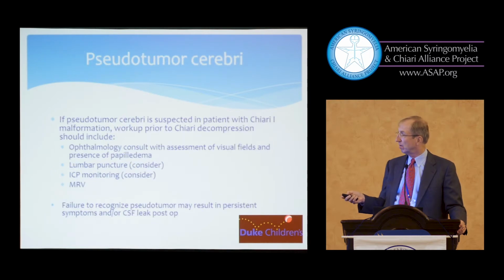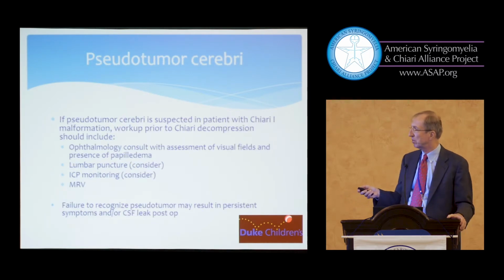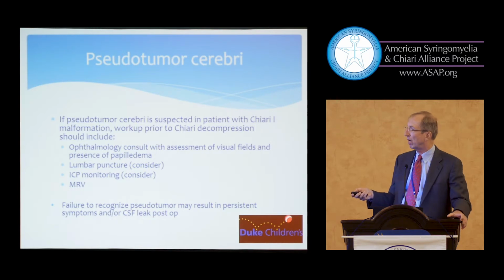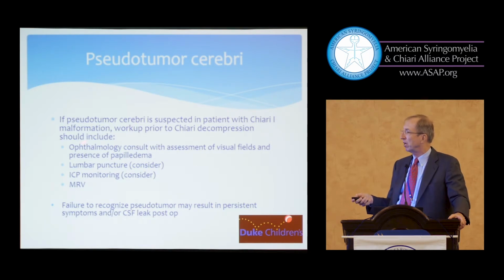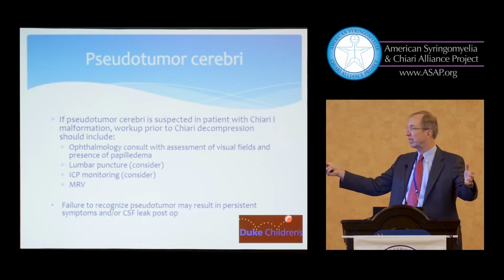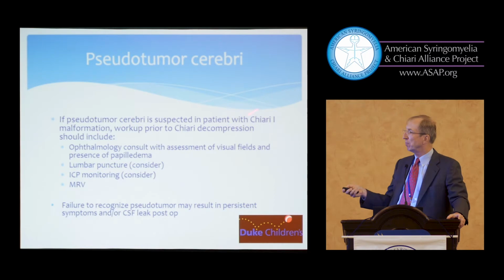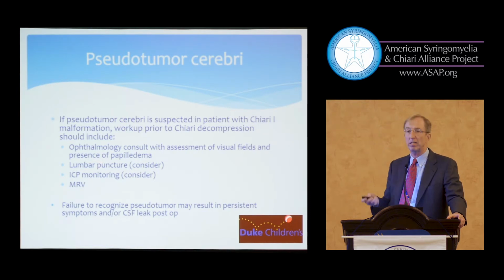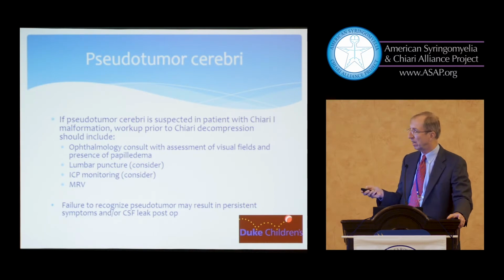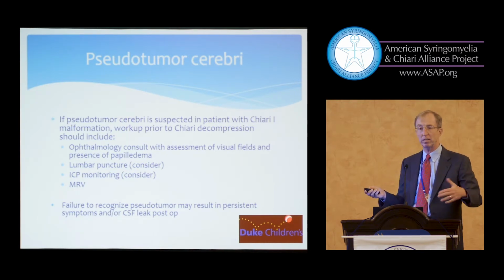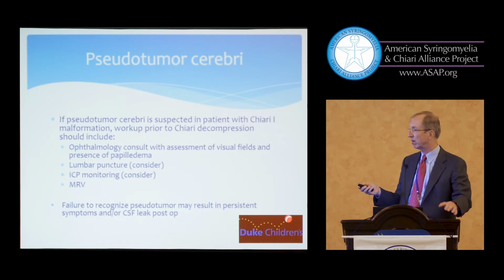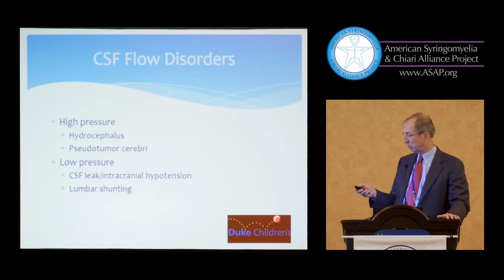So if we suspect pseudotumor in a patient with Chiari-1, you should include in the workup an ophthalmology consult, again documenting formal visual fields, so the amount of the world they can see, if there's any constriction of the fields, and the presence of papilledema. Consider a lumbar puncture to measure the pressure, or ICP monitoring, where we place a little monitoring device into the brain and over time can monitor. So we can see what the pressure runs in different positions, when they sleep at night, et cetera, and try to figure that out.